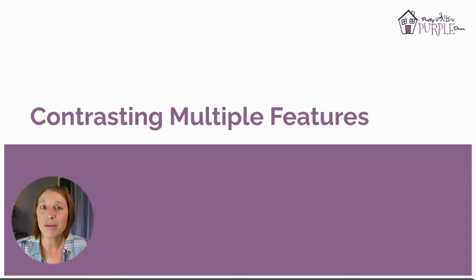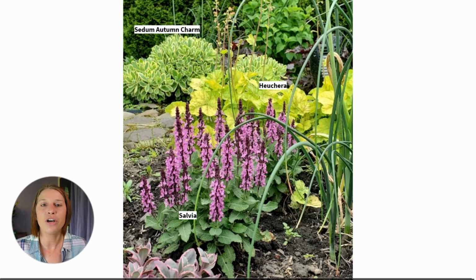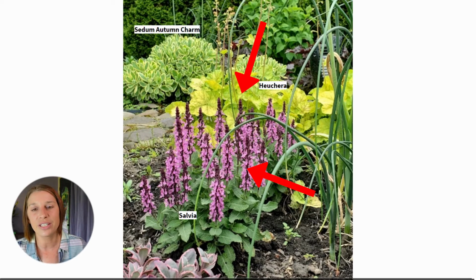And actually, some of the best plant combinations you'll get are from using multiple forms of contrast all in one composition. So this combination from my garden has color contrast and form contrast, maybe even a bit of texture contrast between the blooms of the salvia and the leaves of the heuchera. The leaf sizes are all about the same, but I am using a lot of different principles of contrast.